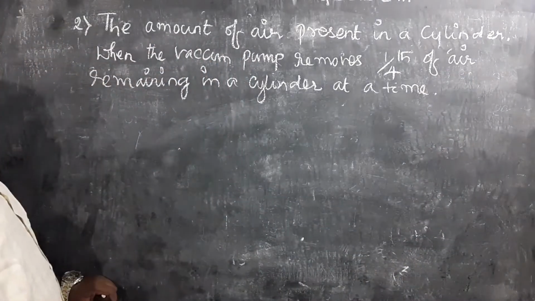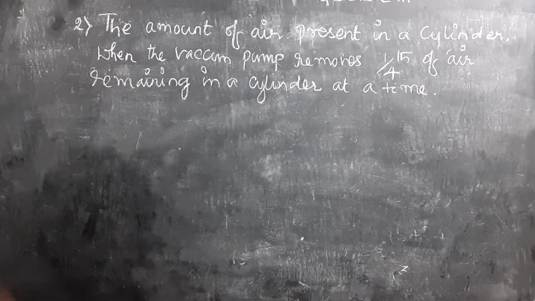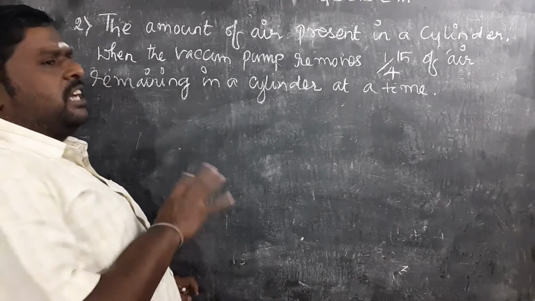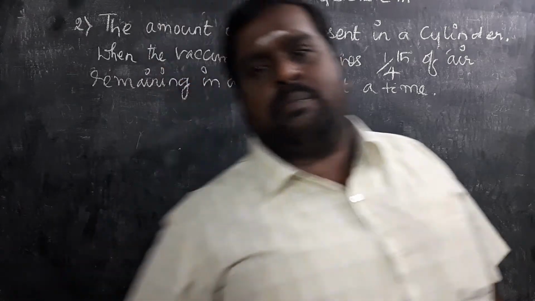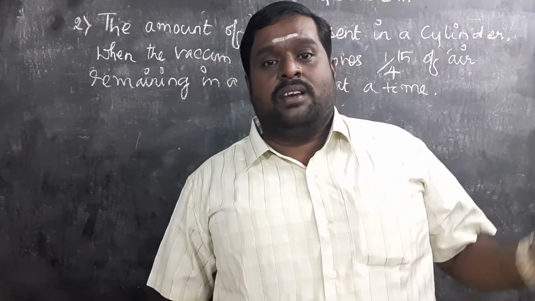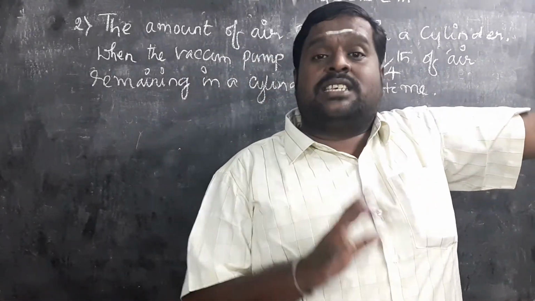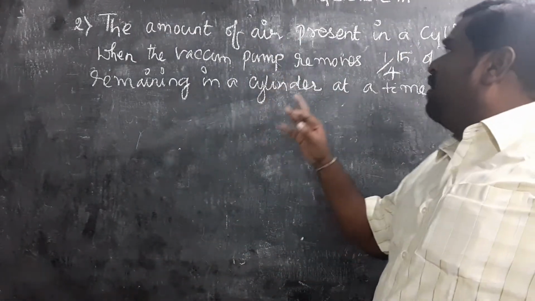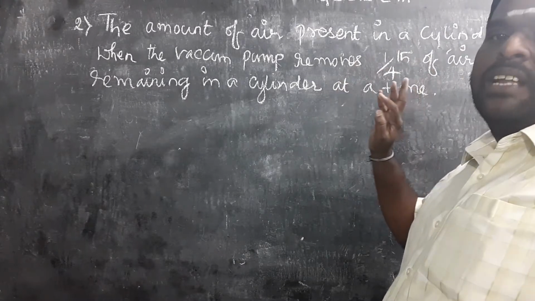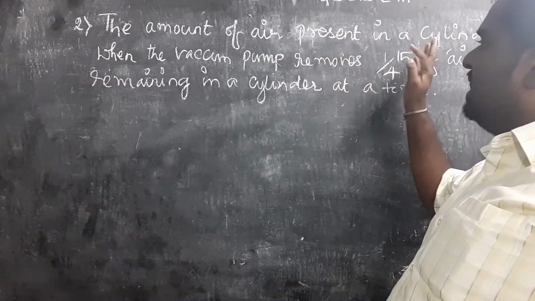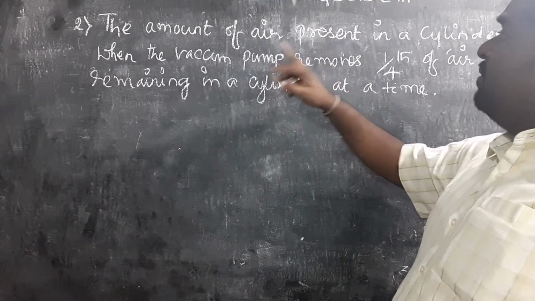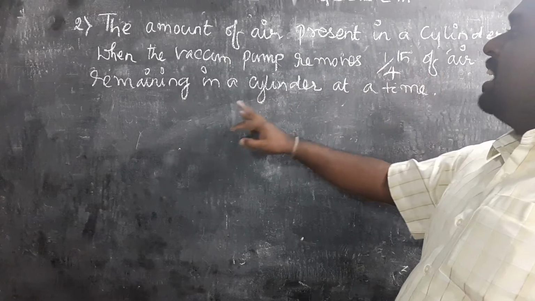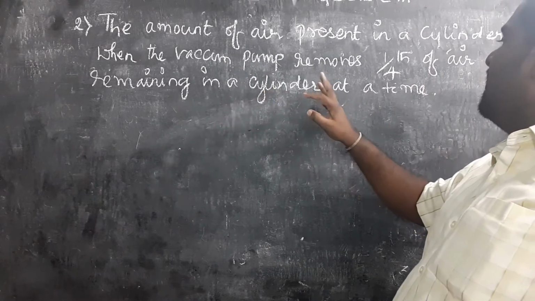Yes. Now, dear students, the given statement definitely represents an AP. If it represents an AP, you should give out the solution why it represents an AP. First, you want to find whether it represents an AP. So, what is the statement here? The amount of air present in a cylinder when the vacuum pump removes 1/4 of the air remaining in a cylinder at a time.